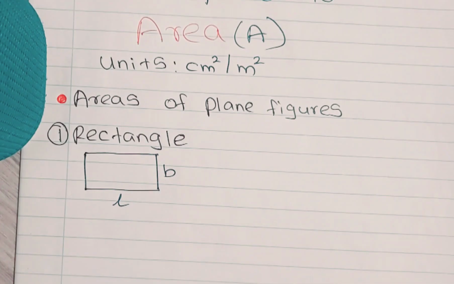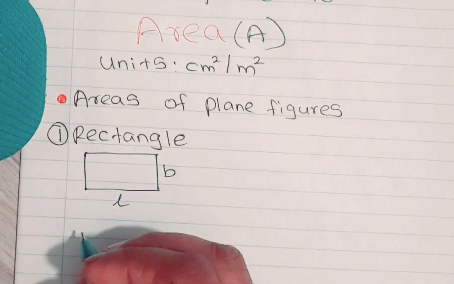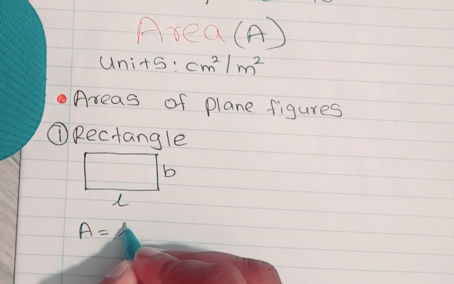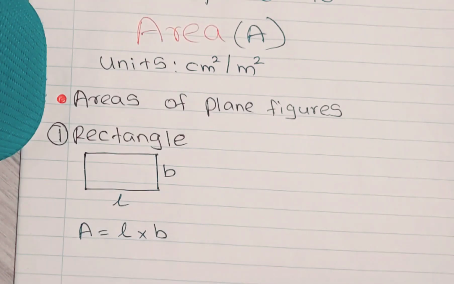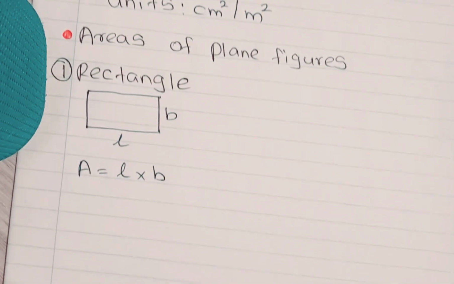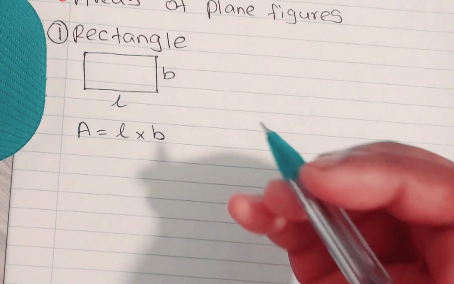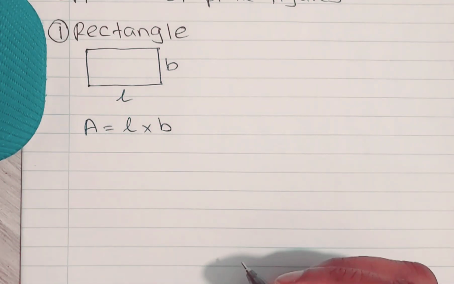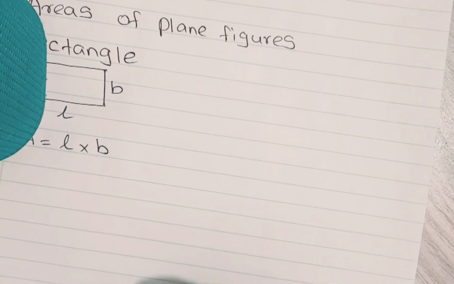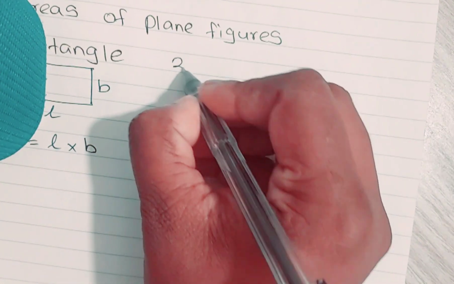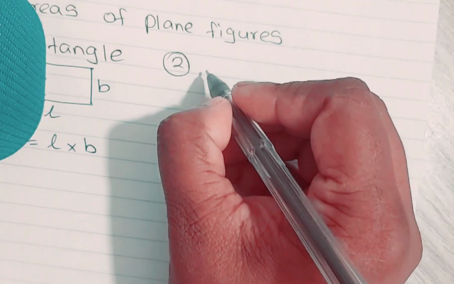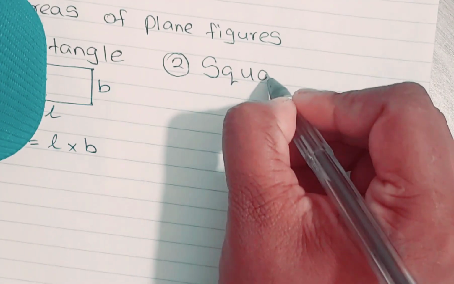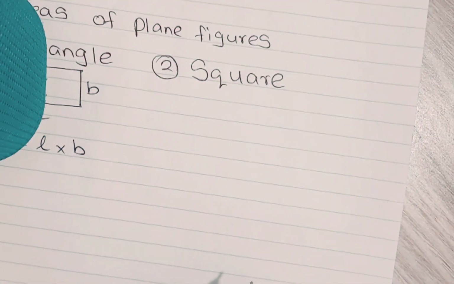Okay, so I can find out the area of the rectangle like here. Area is length into breadth. Okay, so we can go for the second plane figure also. Yes, the second figure I can get like this, that is square, right? The second plane figure is square.